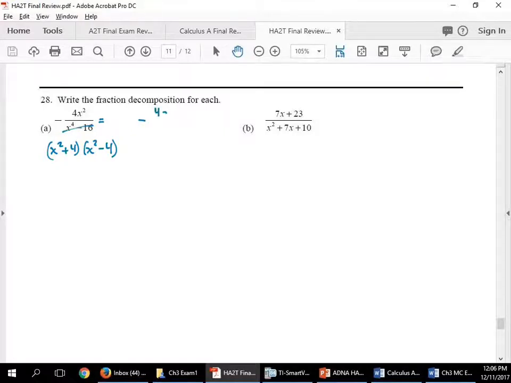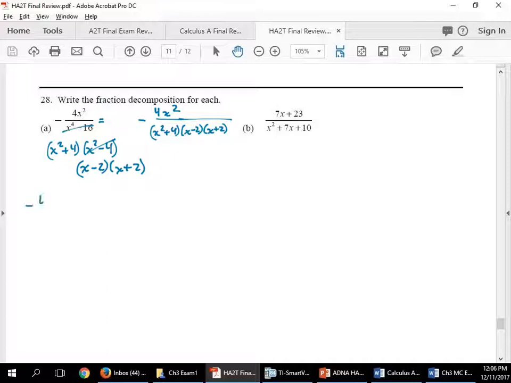Check this out. This can be factored also: x minus 2 and x plus 2. Yes, look at all that factoring that you have to do. We have x squared plus 4, and then we have x minus 2, and then we have x plus 2. All these ducks in here. What are they doing? I'm going to do this in strategic order.